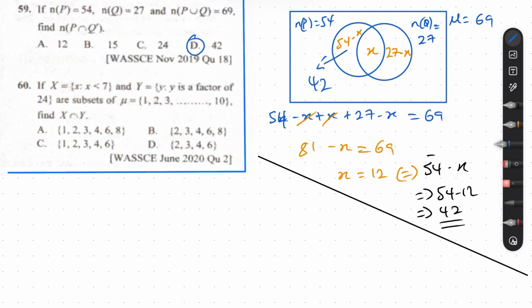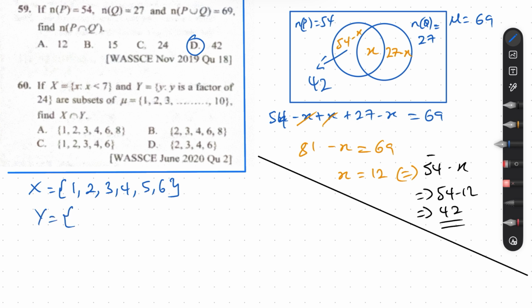So x is equal to the set between, so x less than 7. Okay, so we start from 1, 2, 3, 4, 5, 6. Okay, that's x. Now y is what?